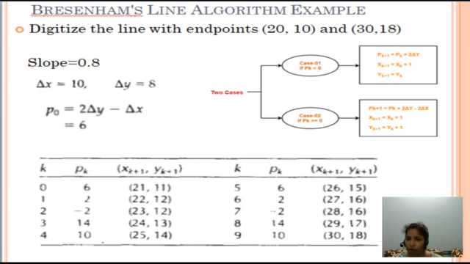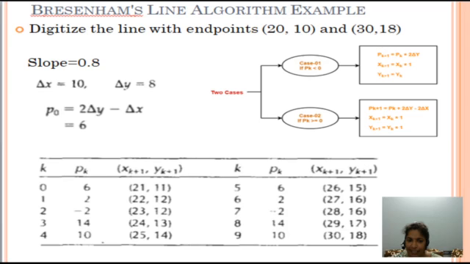So x is always incremented by 1. In this case, if pk is less than 0, y remains the same, that is, no change in y. Now the value is negative, so you have to use pk plus 1 is equal to pk plus 2 delta y. Since pk is less than 0, you use this formula for finding the next decision parameter. Again here you get 14.